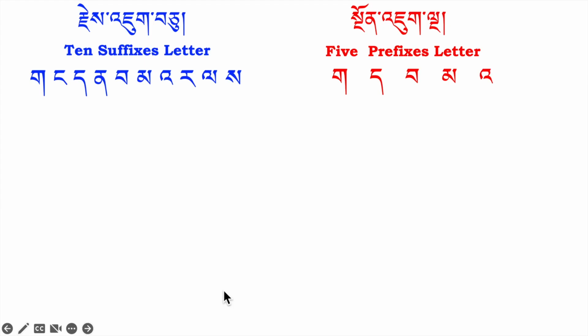Okay, let's start. So here you can see Jenjuk chu, the 10 suffix letters, and Ngunjuk nga, the 5 prefix letters. Of course, we have learned Jenjuk chu earlier, but we still have to keep learning until we become good at it. Today we are focusing on Ngunjuk nga, and especially Ngunjuk ta.